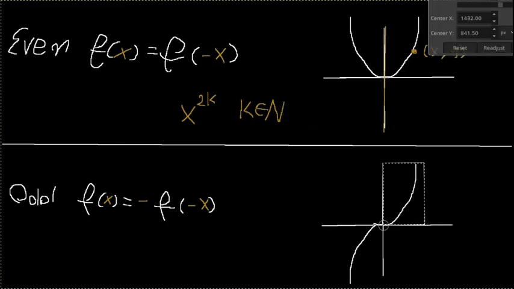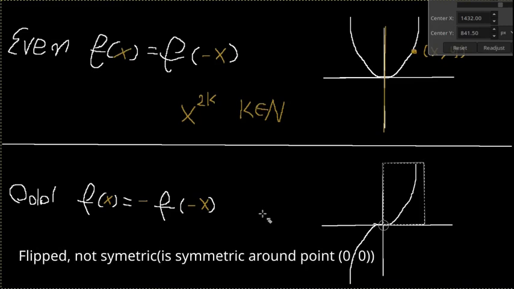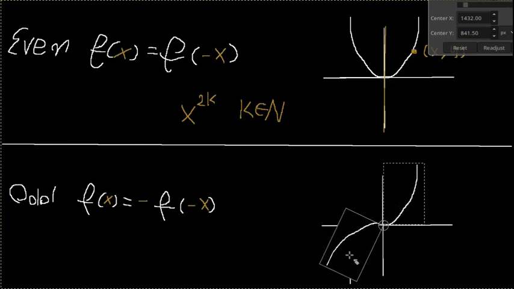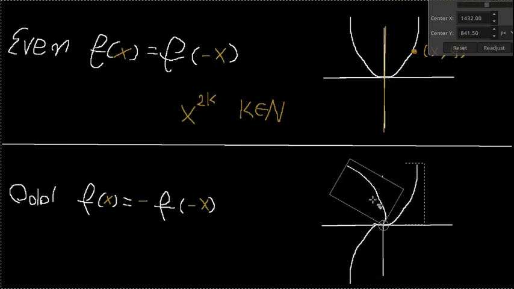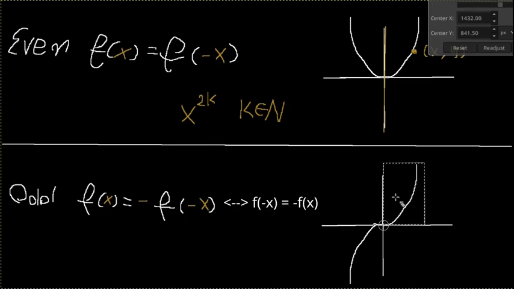Odd functions are similar to the even ones, and they are defined by this equation. The difference is they are not just symmetric around the y-axis, but half of the graph, positive or negative, is symmetric around the x-axis, which is the same as saying that half of the graph is rotated around the origin by 180 degrees. An example of a function like that would be x raised to an odd power, like x or x cubed.